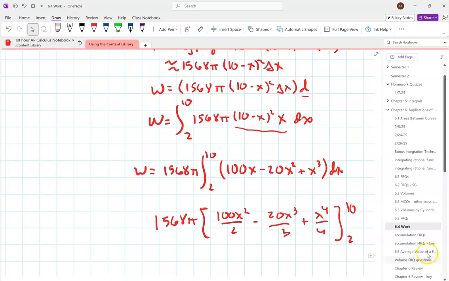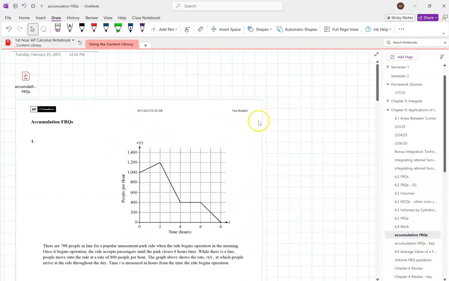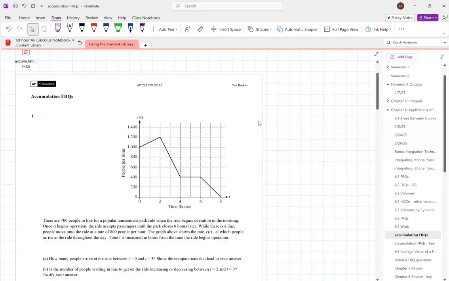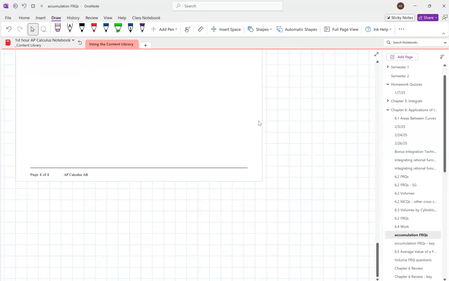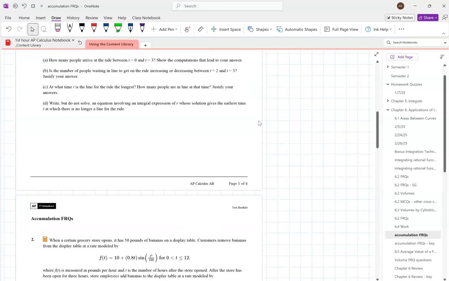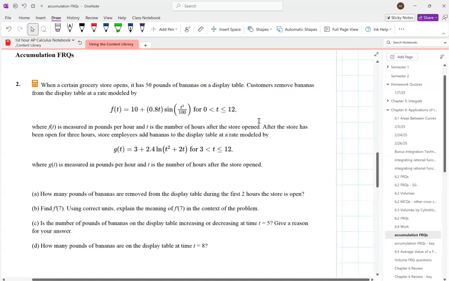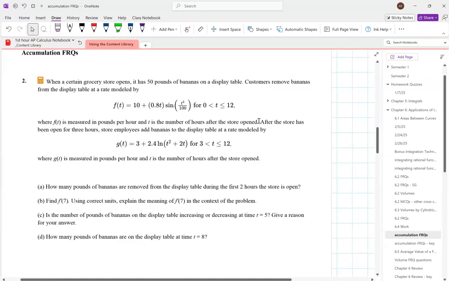I also want to do one of these accumulation free response questions. I tucked a couple of them in here, I think there's 5 of them. They're going to basically be using the same kind of principles, but these are not necessarily physics specific. The AP doesn't love physics specific problems because it's requiring extra instruction that you not necessarily have as an AP physics or AP calculus student. So they tend to like these kind of accumulation problems, but the principles are still kind of the same. So I'm going to do number 2 here.